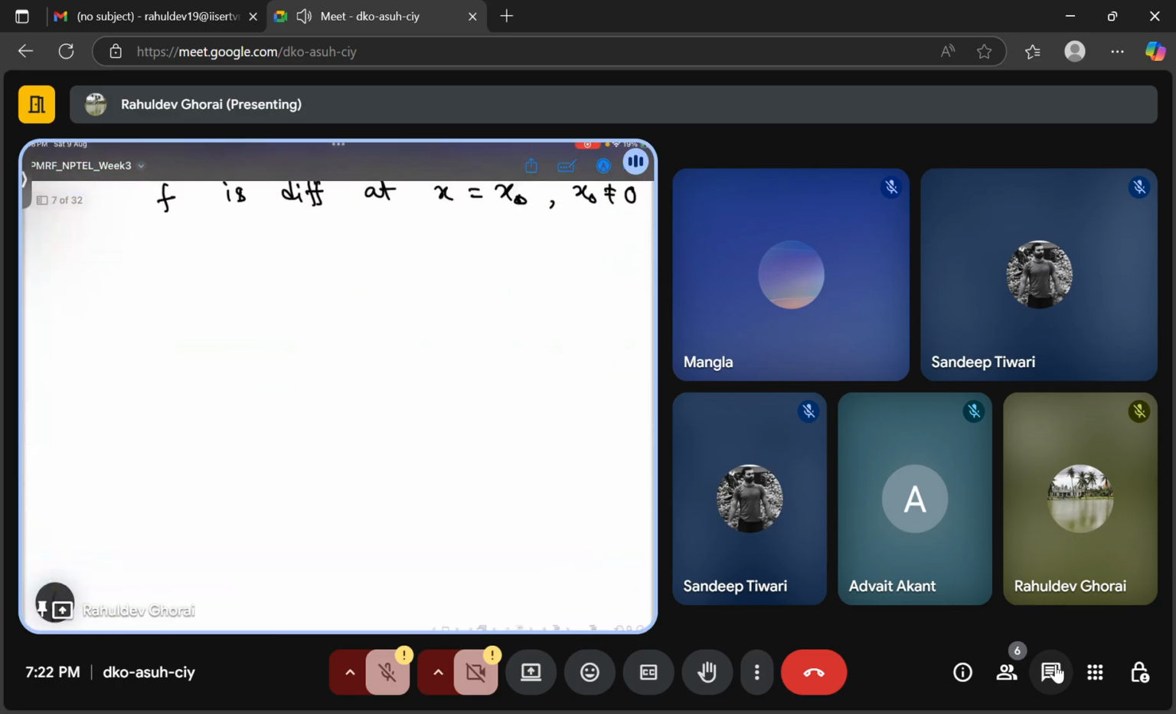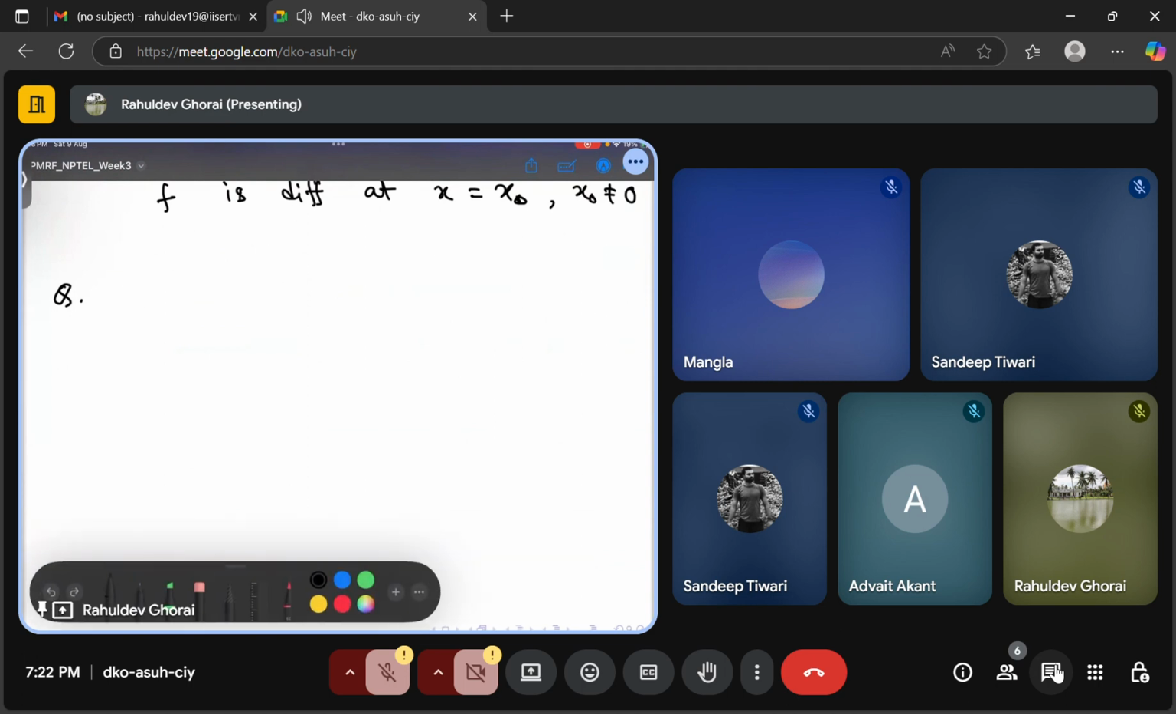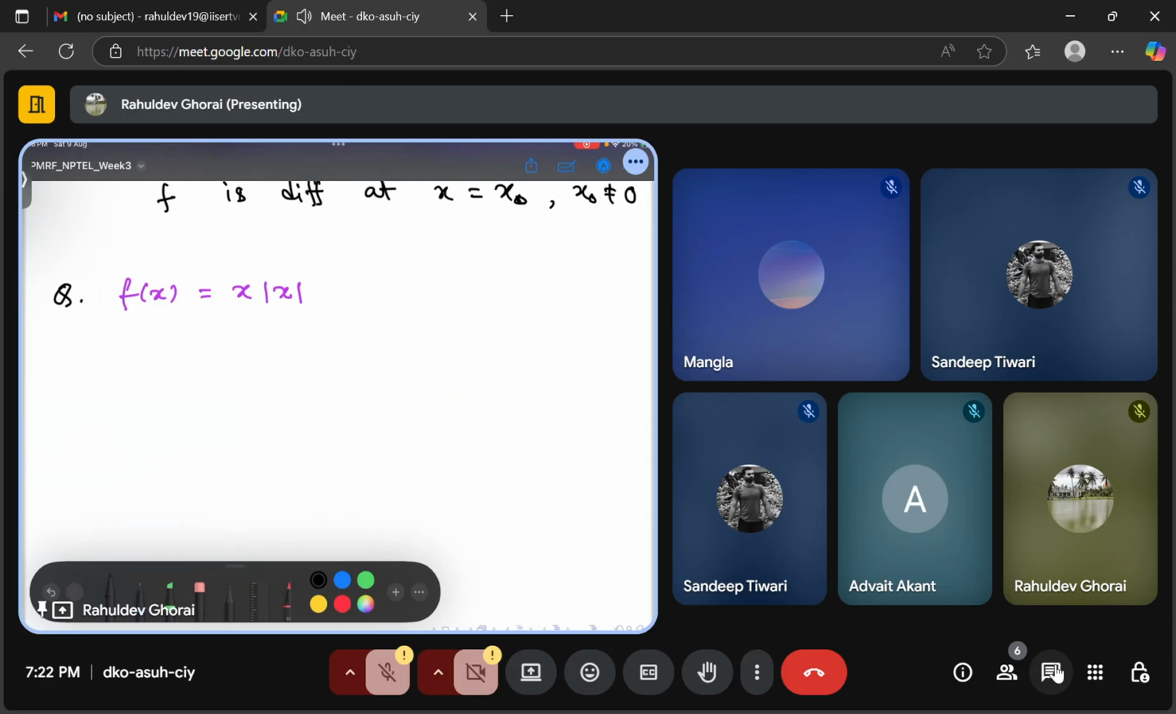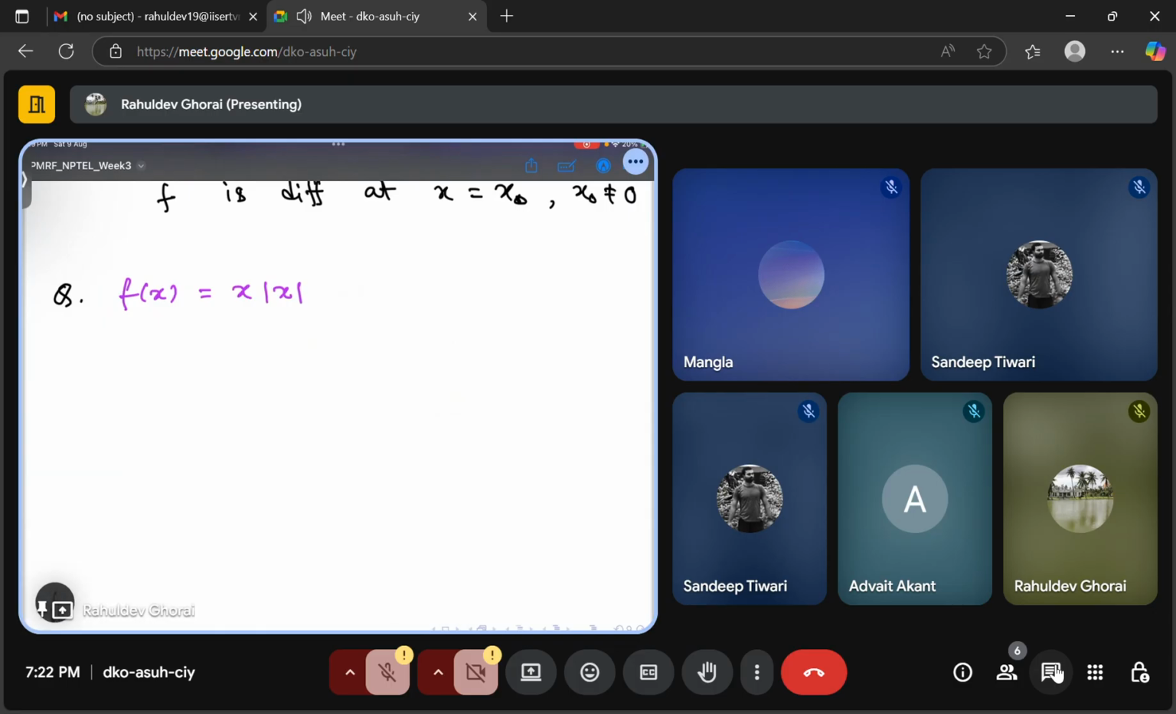So if you are done with this, then can you do this one? I'll use a different one. f of x is equal to x times mod x. What are the points where it is differentiable? F is the function. Is it differentiable everywhere or only at some points? How do you evaluate that?